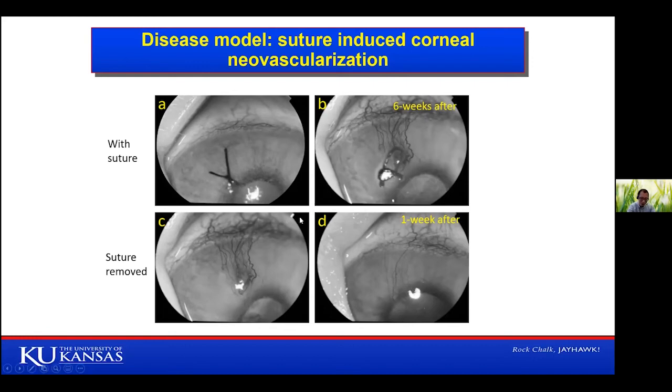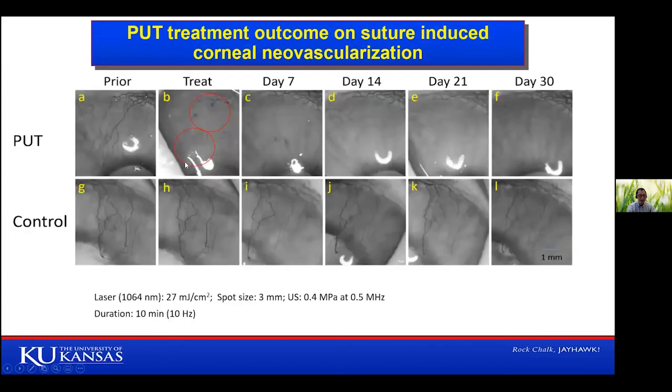So we can put a suture here, induce some neovascularization, and even remove the suture. Some microvessels, neovascularization vessels, remain here. On this, we can test our technology on those abnormal tissues. On the top here, we show our past treatment. Immediately after treatment, we basically removed those neovascular microvessels, but the controls, which we monitored for 1 month, are still there. So this shows the technology works not only on normal vessels but also on diseased vessels.